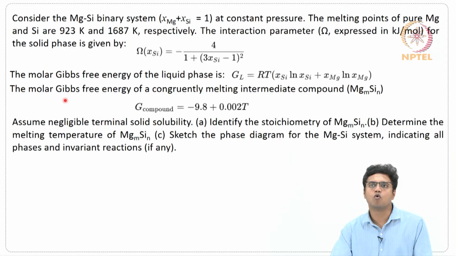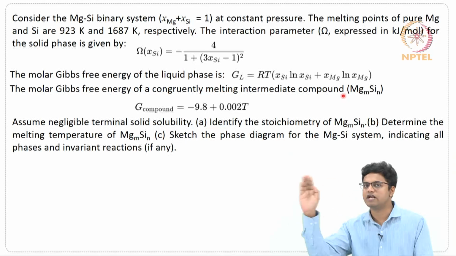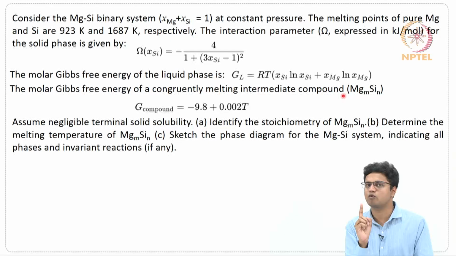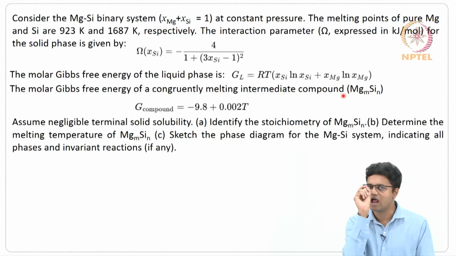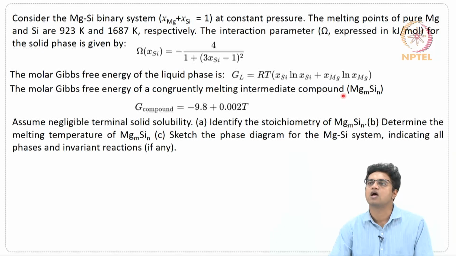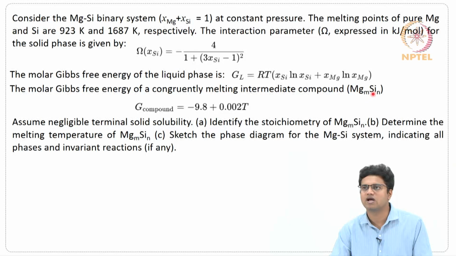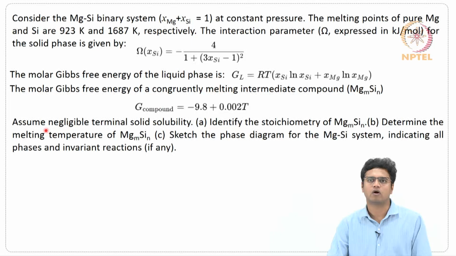Now, the molar Gibbs free energy of a congruently melting intermediate compound. Congruently melting compound means it has a fixed melting point, and at that melting point you have two-phase equilibria. Understand? That compound looks something like this, MgMSiN. This is the Gibbs free energy of the compound expressed as a function of temperature. Makes sense? Very good. Now, assume negligible terminal solid solubility.